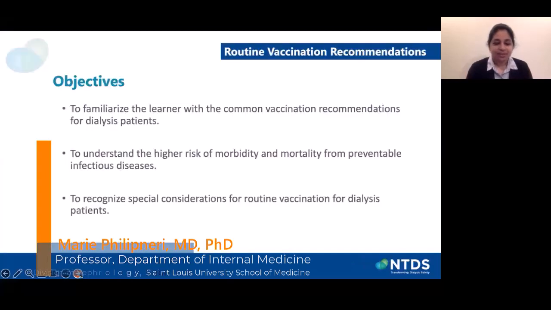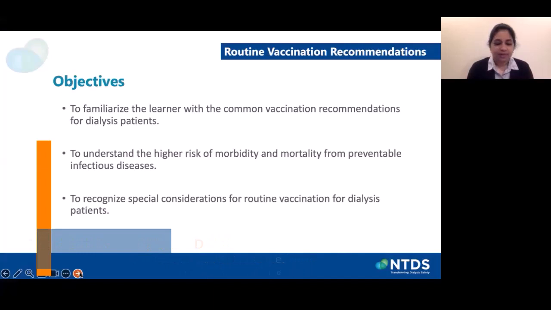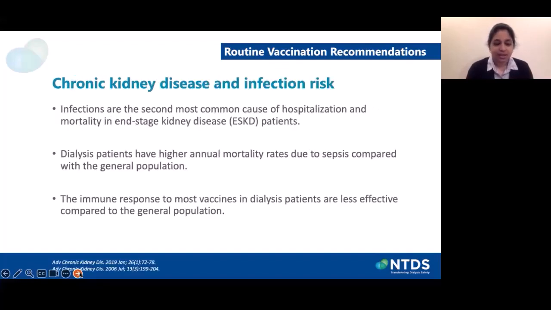The objectives of this presentation include common vaccination recommendations for dialysis patients, high risk of morbidity and mortality from preventable infectious diseases, and special considerations for dialysis patients. Infections are the second most common cause of hospitalization and mortality in end-stage kidney disease patients. They have higher annual mortality rates due to sepsis compared to the general population.